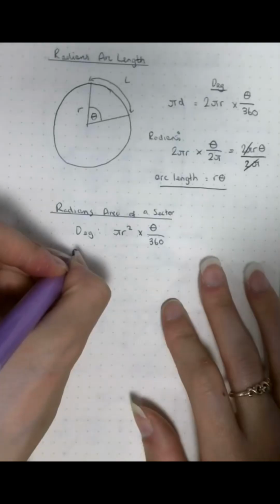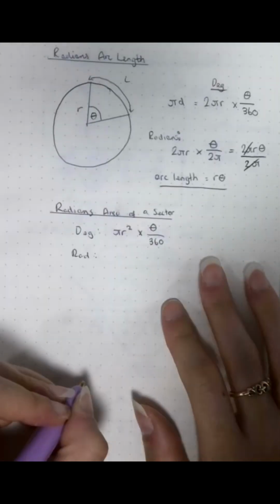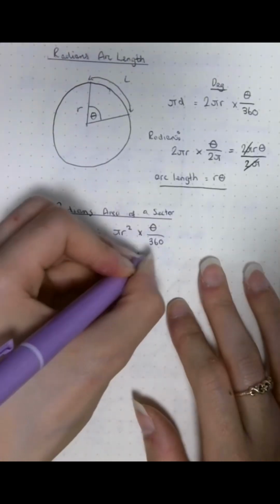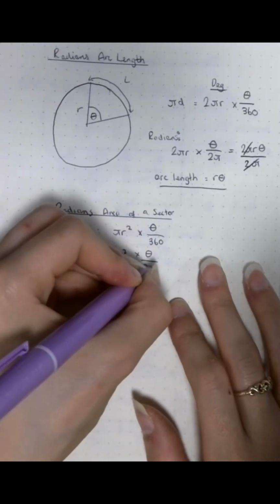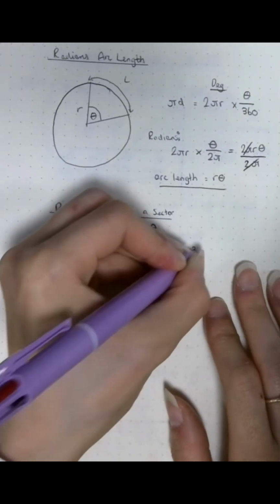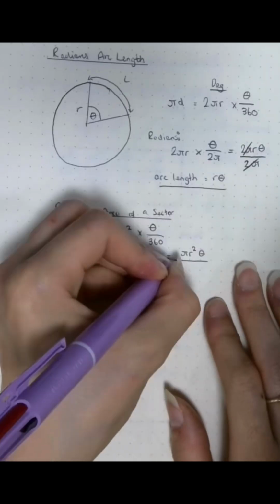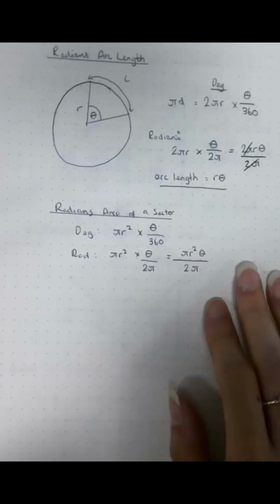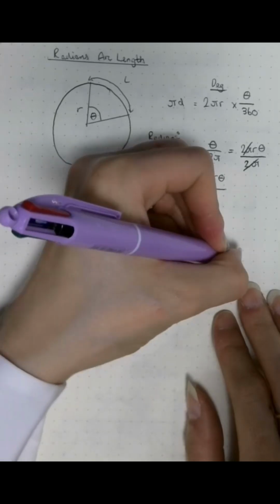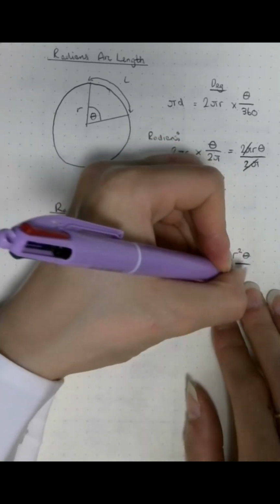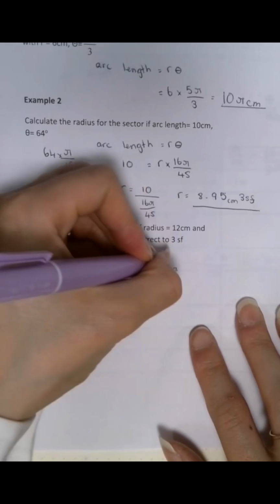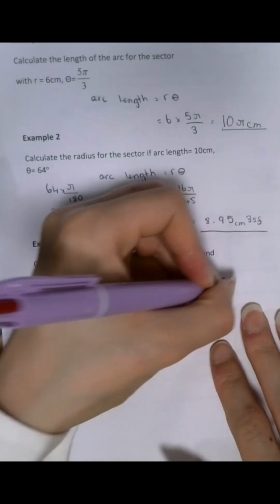Let's think about how that would work in radians. So it'd still be pi r squared, but it would now be theta over 2 pi. Let's again write that all as one fraction. So pi r squared theta over 2 pi. Let's figure out what's going to cancel out here. So the pi's would cancel out, leaving me with r squared theta over 2. So we now know the area of a sector is r squared theta over 2.